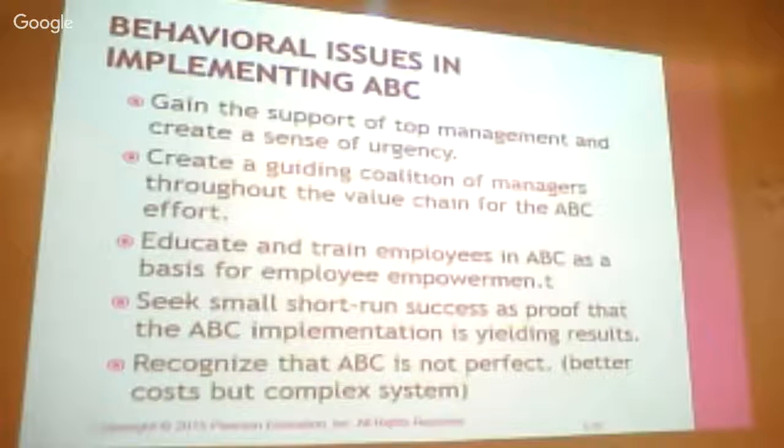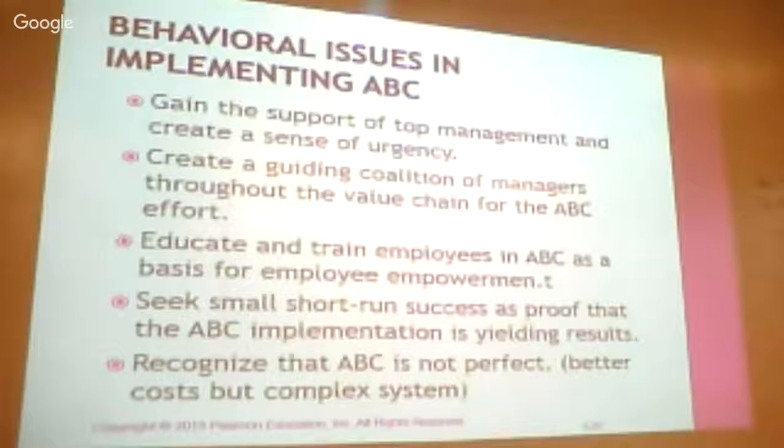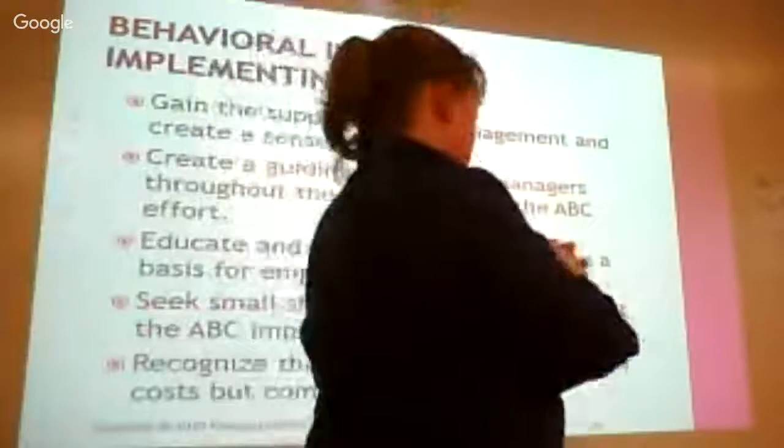All right, so what are some behavioral issues in implementing ABC? Gain the support of top management and create a sense of urgency. Create a guiding coalition of managers throughout the value chain for the ABC effort. Educate and train employees in ABC as a basis for employee empowerment. Seek small, short-run successes as proof that the ABC implementation is yielding results. Recognize that ABC is not perfect, but better, and calls for complex systems.